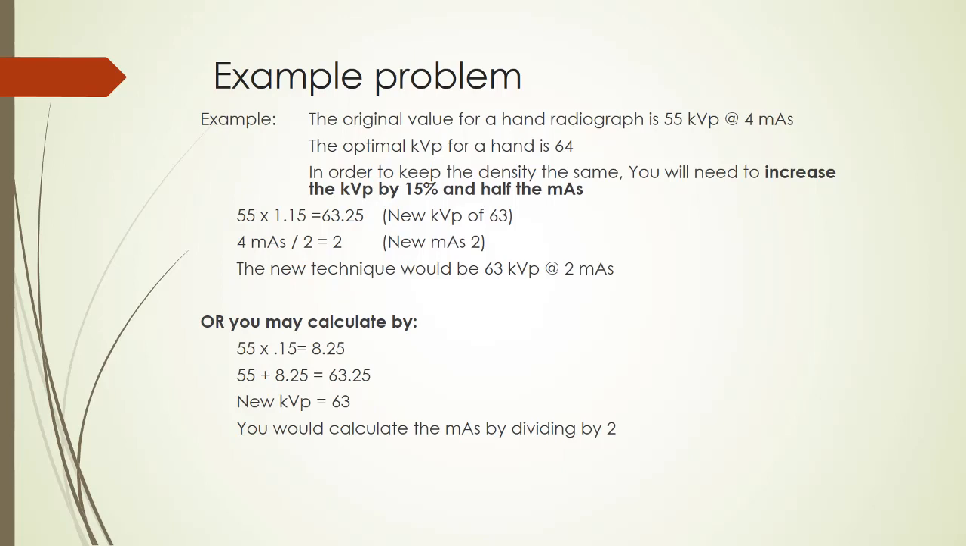Or again, we can calculate it differently. We can take the 55 times the 0.15 and we come up with 8.25. Then we'll take the 55 and we'll add the 8.25 to come up with 63.25, or the new kVp of 63. Again, you would just take the mAs and you would divide it by 2.